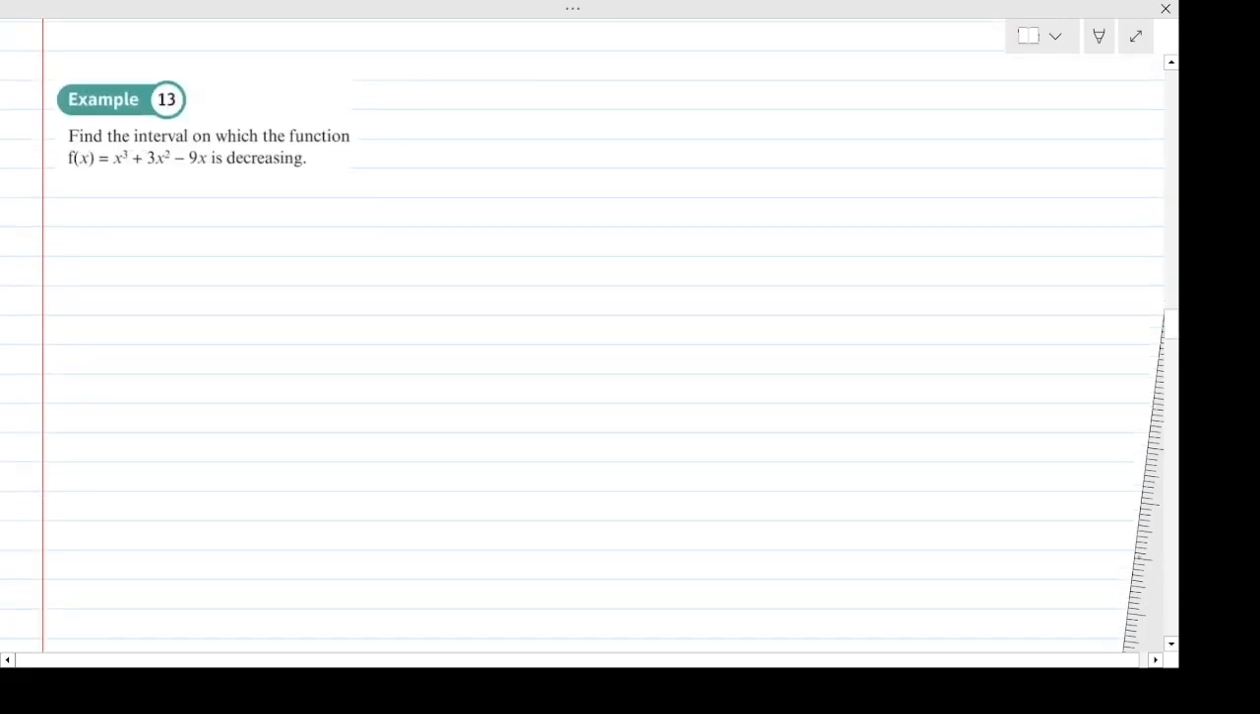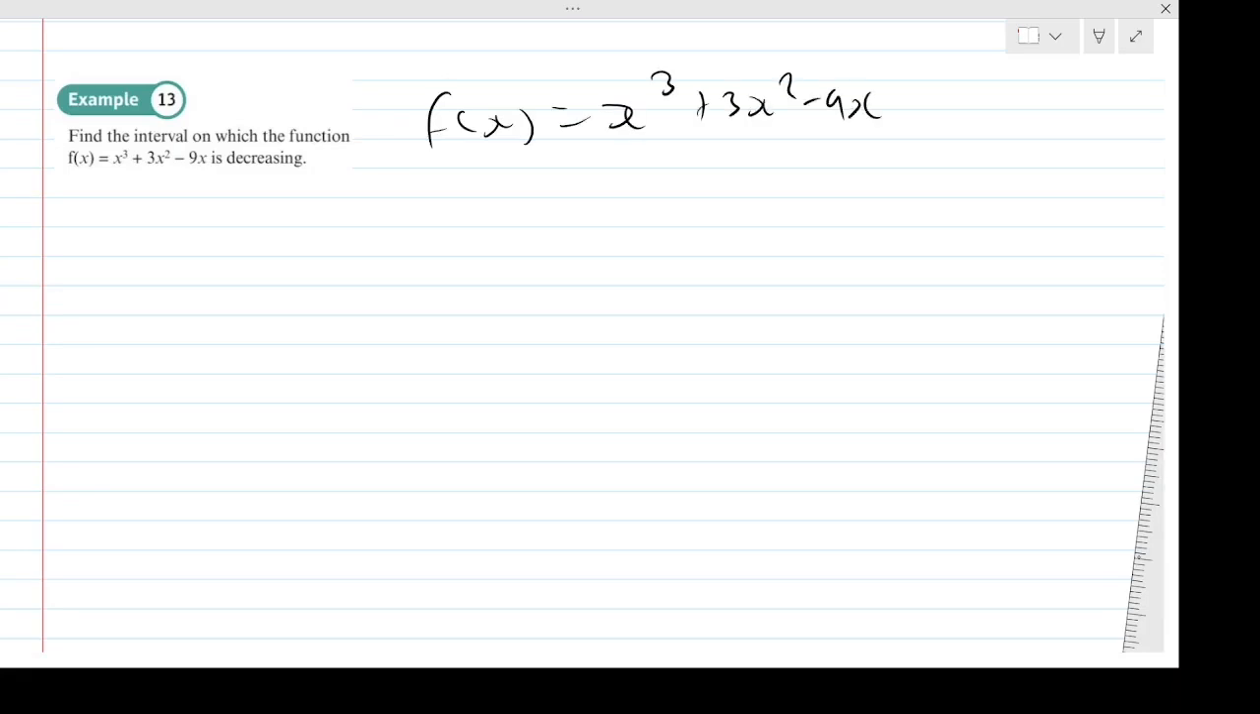Let's have a look at this question. Now, this example says find the interval, which is going to link back to what we talked about with intervals at the start. So we're going to find the interval for which the function f of x, which is x cubed plus 3x squared minus 9x, is decreasing. So we want to find where it's decreasing. Again, we can consider the sign of the derivative, and if it's decreasing, it would be negative, so less than or equal to 0, okay?